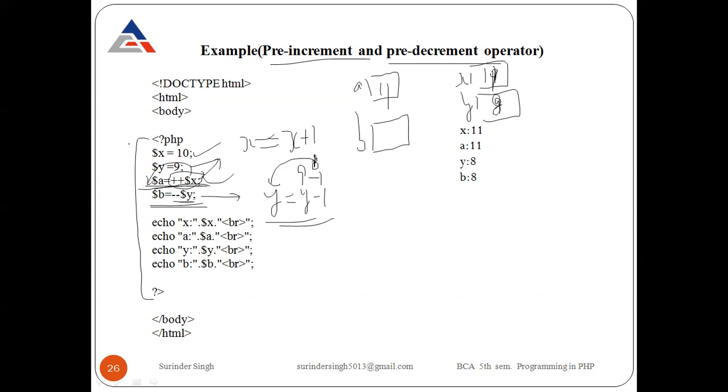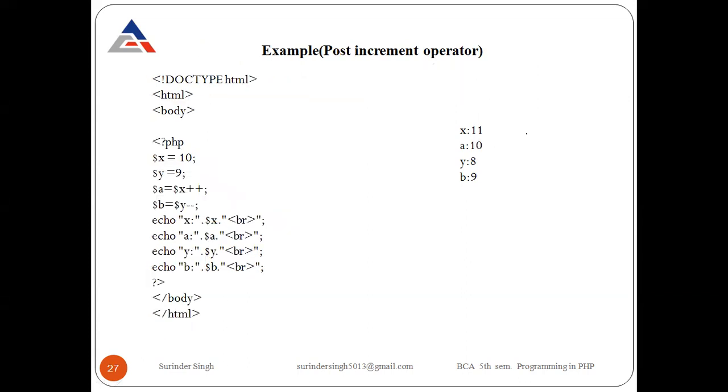Okay, and now the value of variable y will be used for the operation. And what is the operation? The operation is assignment to b. The value of y is assigned to b. Now b has value 8. Okay. And here we are printing x, a, y, b. Clear? You can see the output.